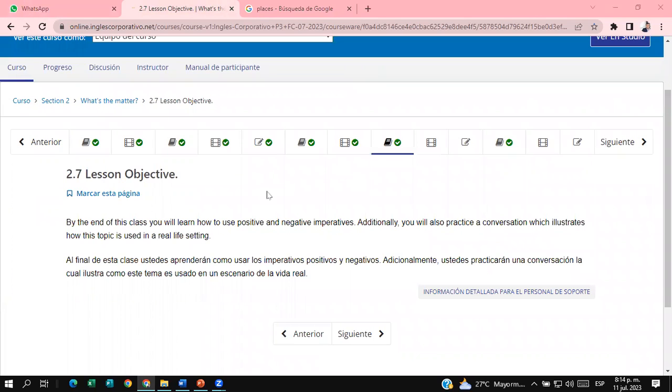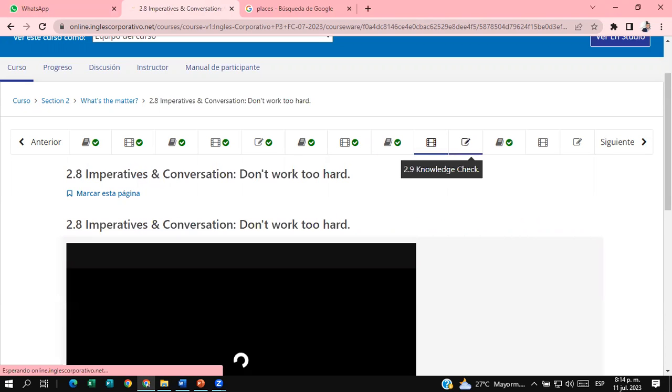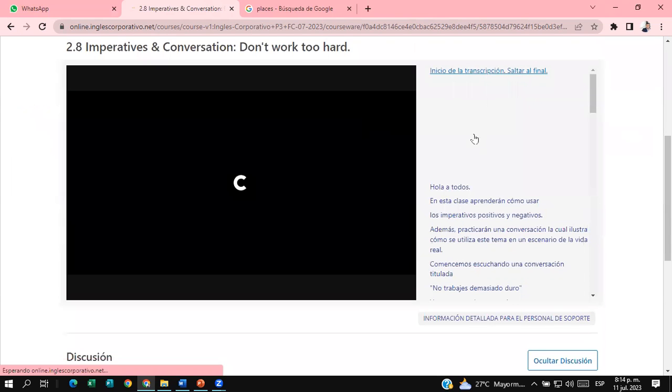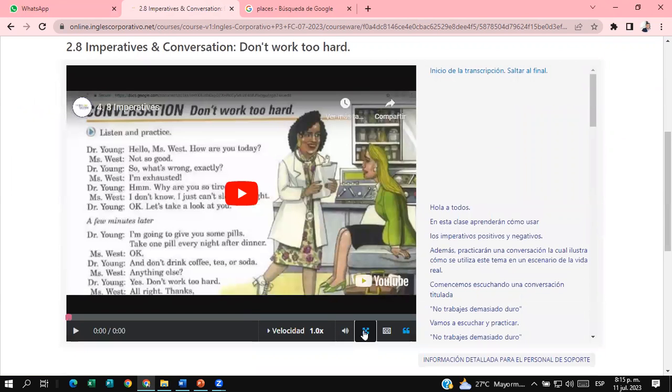All right, so I'm going to read the lesson objective. It says, by the end of this class, you will learn how to use positive and negative imperatives. Additionally, you will also practice a conversation which illustrates how this topic is used in a real life setting. Now, let's move on. I think it's loading. Just give me some seconds. There you go.